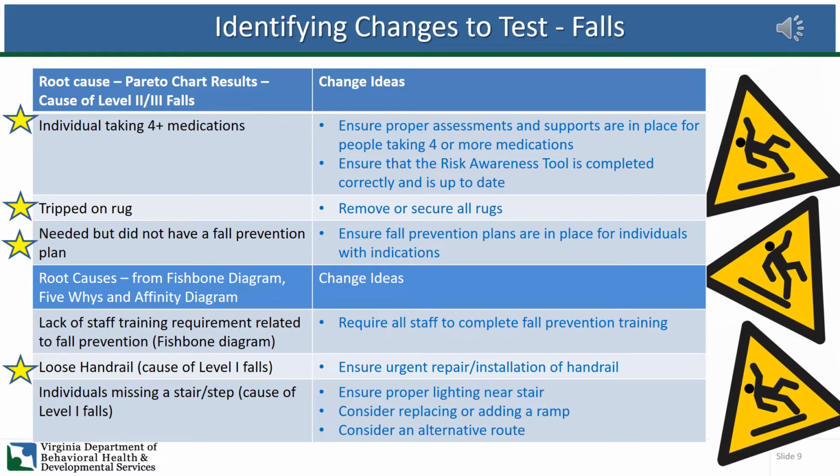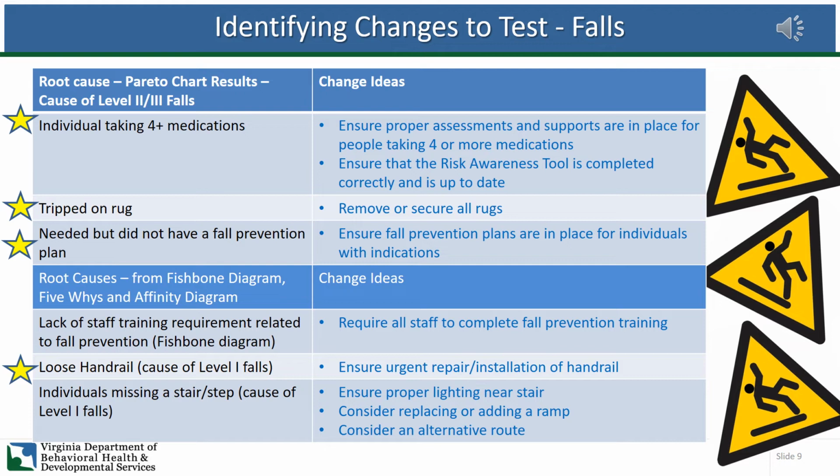At the bottom, we've also identified other root causes from our fishbone diagram, our 5 whys, and our affinity diagram exercises. So we've also identified some potential change ideas for those as well. As a result of reviewing these, we can imagine that our team identified that we wanted to work on those that have the stars beside them. We want to help reduce falls among individuals taking 4 or more medications. So we would look at testing those change ideas.